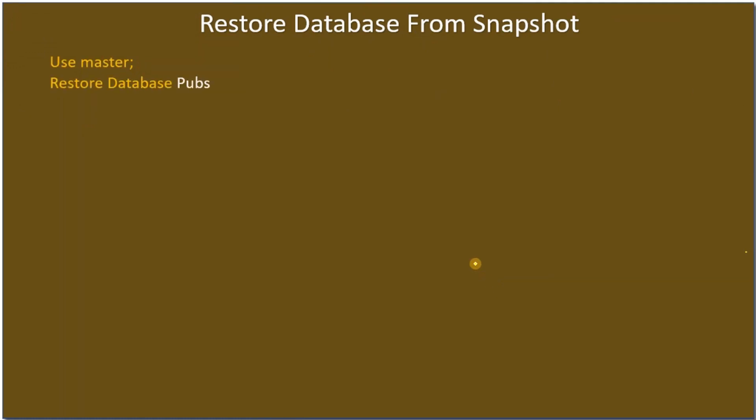So use master, then here we are running the statement restore database pubs. So this is our database name. It tells what database we want to restore. So we want to restore the pubs database because we previously took a snapshot for this pubs database.